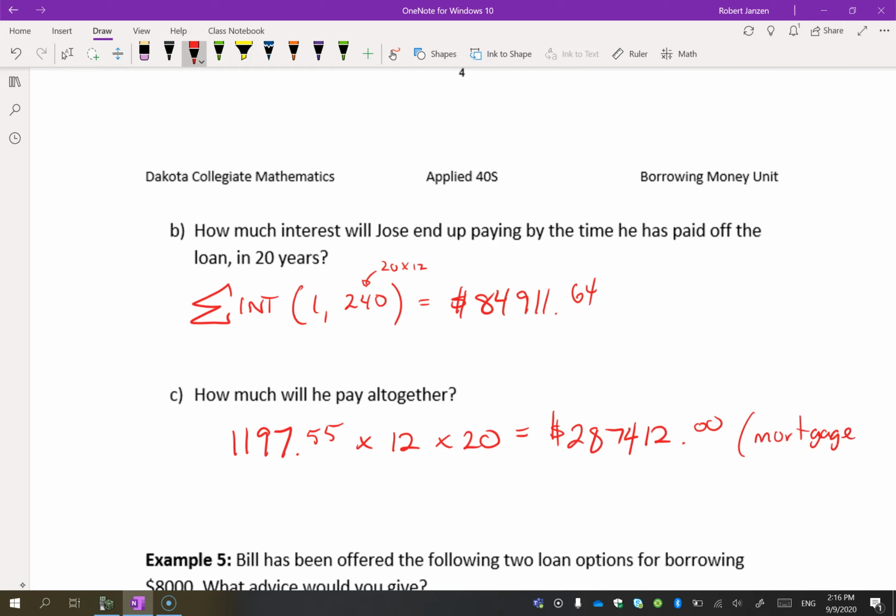But do you remember how you put a down payment down as well? So the total would be $22,500 plus $287,412. Okay, so let's put that in the calculator. And the total cost for the house would be $309,912.